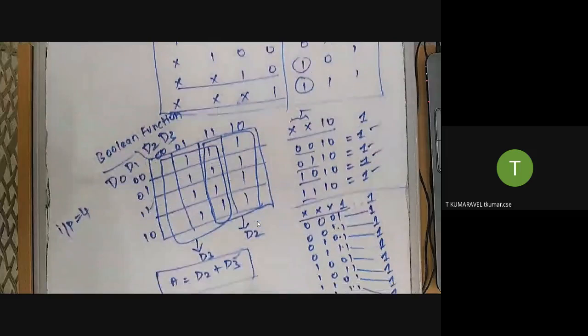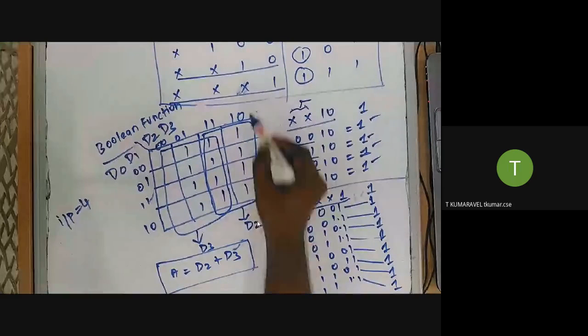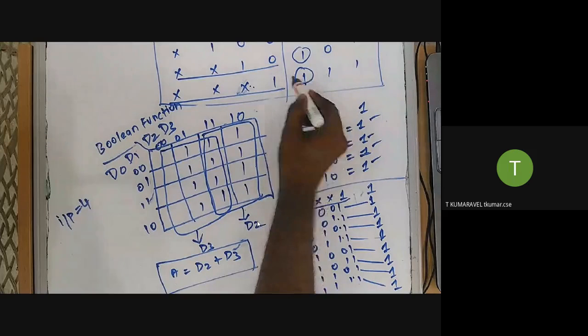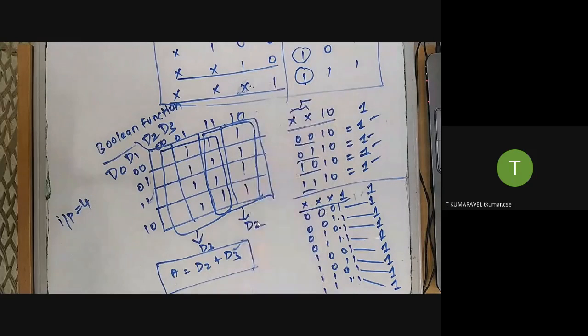Similarly, I'm going to consider the last case. Now, what is the last case? Here the output value equals 1. That's why I take the respective input value. If you consider the respective input value, three variables are don't care conditions. Already you know that don't care means the value should be either 0 or 1.